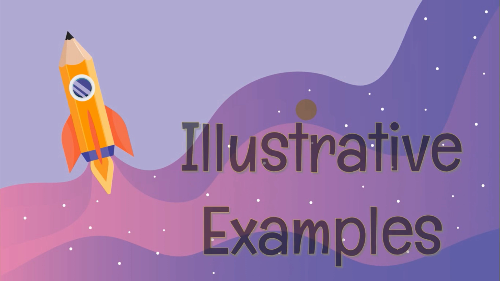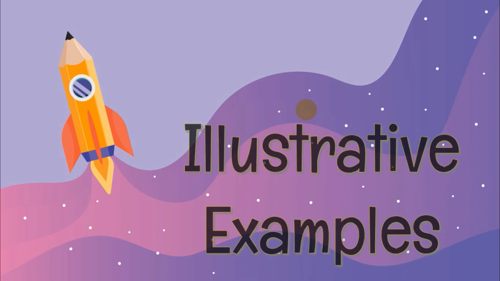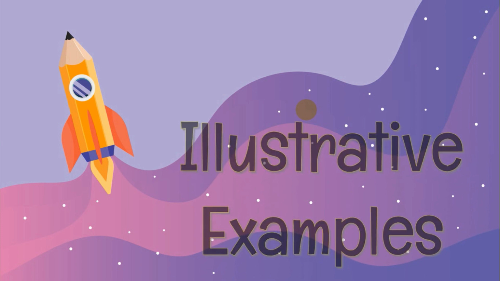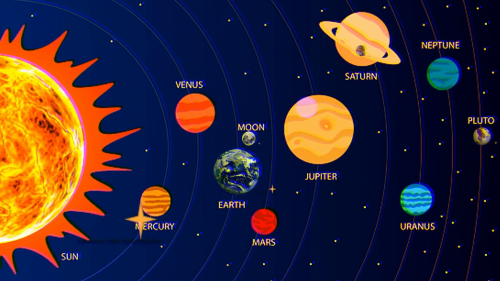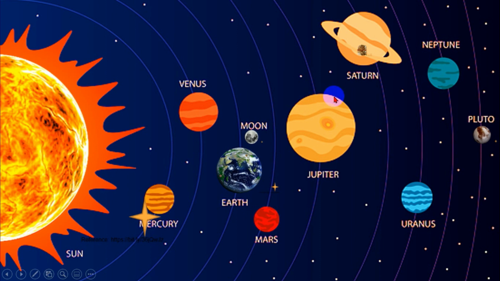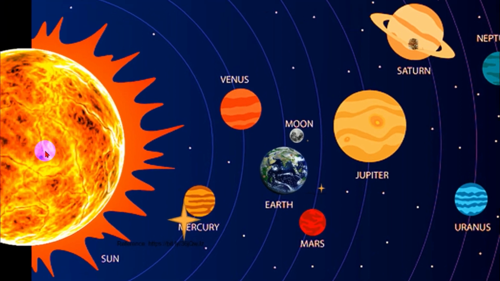Let us present this lesson by the following illustrative examples. And again, let's travel back to outer space and into our solar system. In my previous video, I already introduced to you the outer space and we traveled there. So, let's have illustrative example number 1.